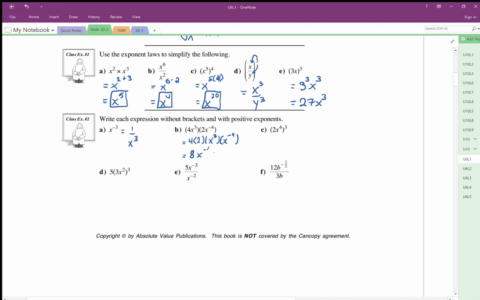Now we didn't want negative exponents, so what I'm going to do here, and this is important, we leave the 8 up top because the 8 has an exponent of a positive 1. But the x to the negative 1, that's got the negative exponent, so it moves downstairs to the denominator.